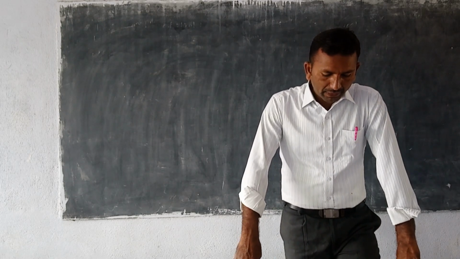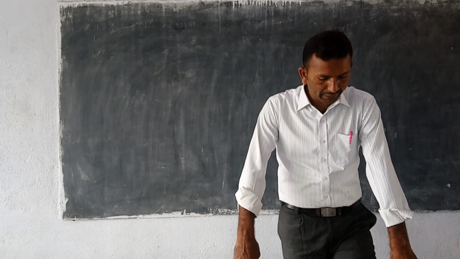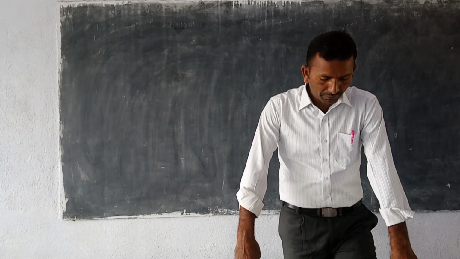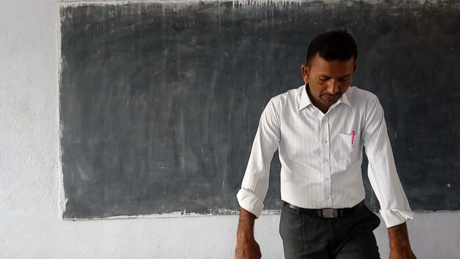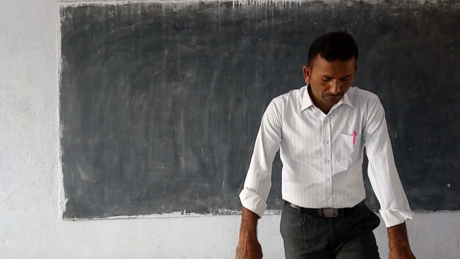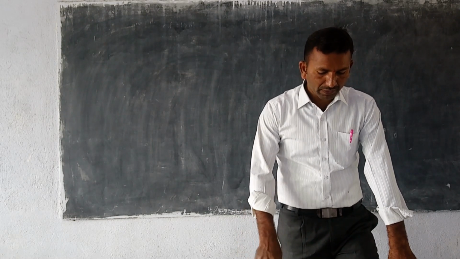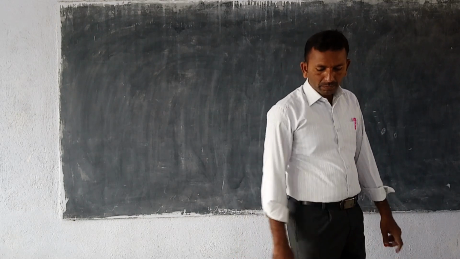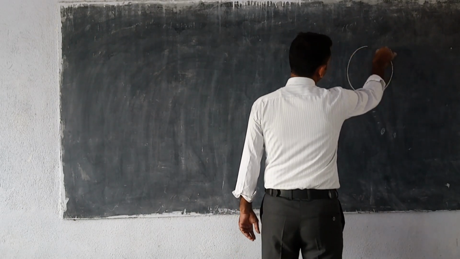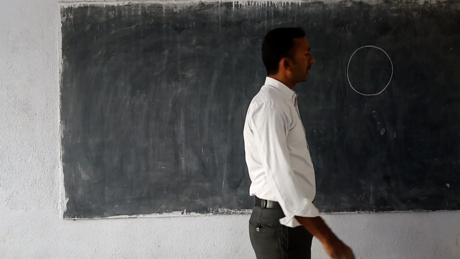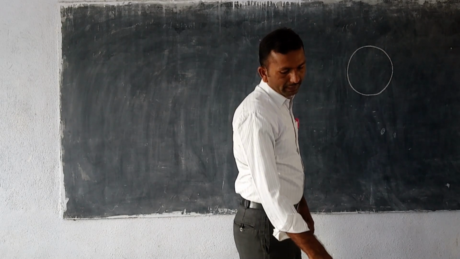A transparent sphere of radius r and refractive index m is kept in air. At what distance from the surface of the sphere should a point object be placed on the principal axis so as to form a real image at the same distance from the second surface of the sphere? A transparent sphere. First, draw a picture. Just think this is a transparent sphere of radius r and refractive index m.